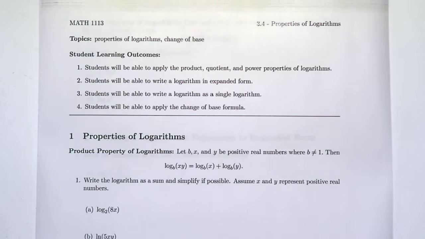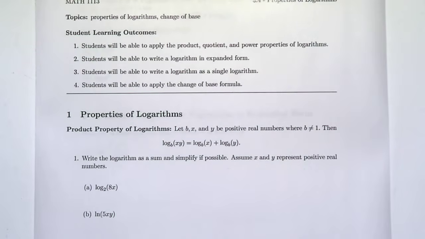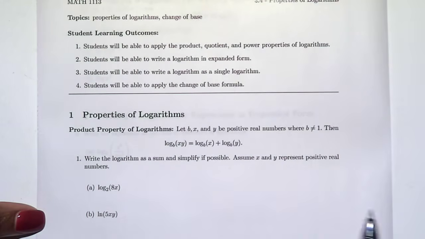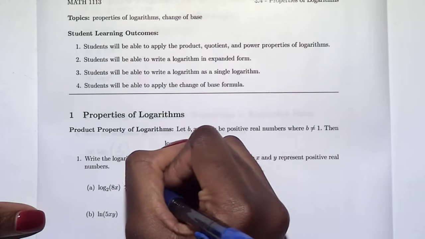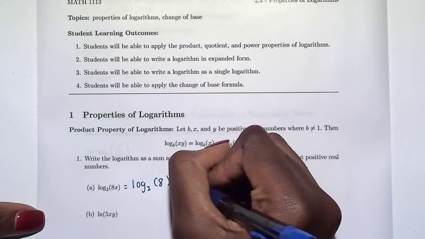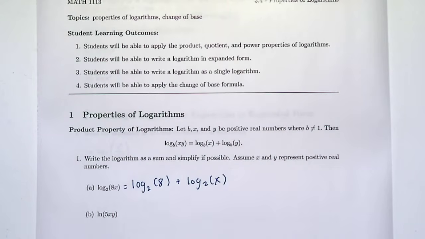All right, so let's do number 1. So it says write the logarithm as a sum and then simplify if possible. And so again, x and y are positive real numbers. Okay, so note, we have multiplication right here. So log base 2 of 8 times x, so that tells us, oh, we can break this up into two separate logs. And so we want to add.